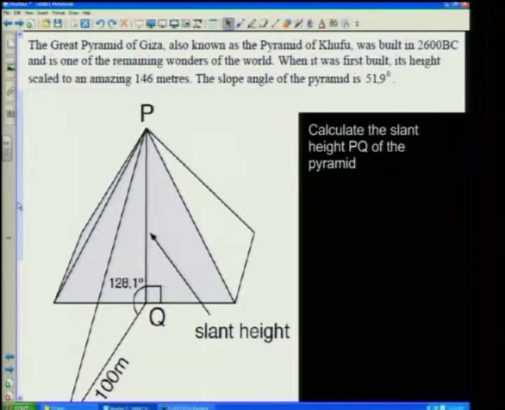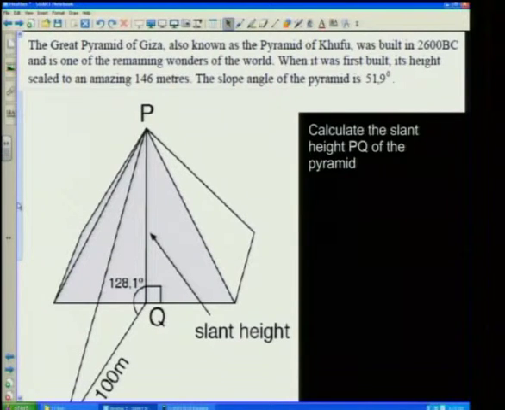Okay, so it's talking about the Great Pyramid of Giza. Actually, it exists, also known as the Pyramid of Khufu, was built in 2600 BC, and it's one of the remaining wonders of the world. When it was first built, its height scaled to an amazing 146 meters, and the slope angle of the pyramid is 51.9 degrees. So you've got a picture of the pyramid, okay? And the challenge question is to calculate the slant height PQ of the pyramid.